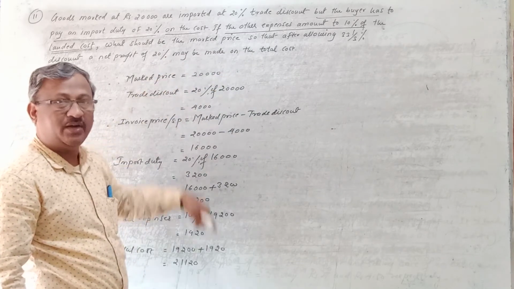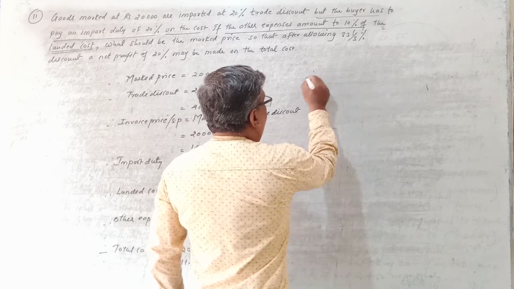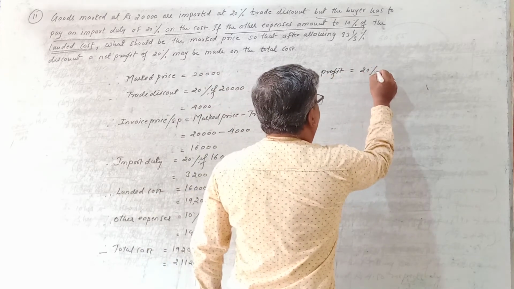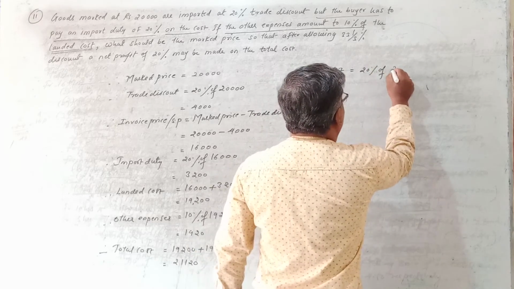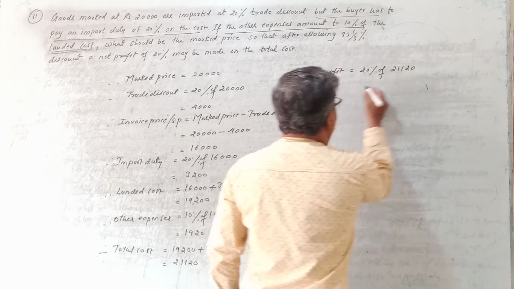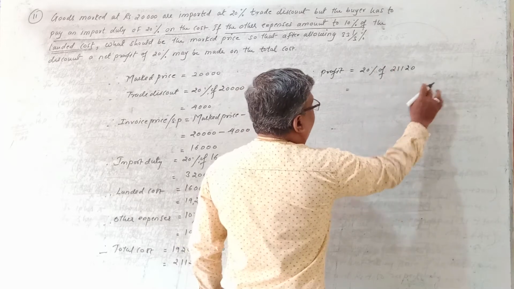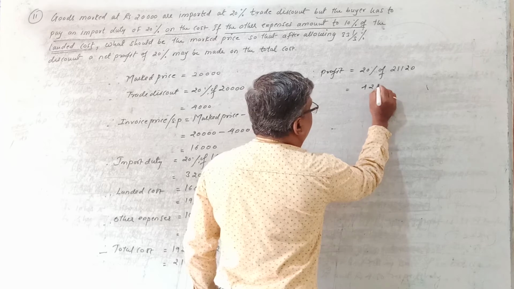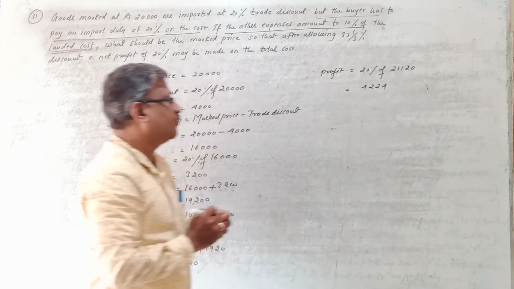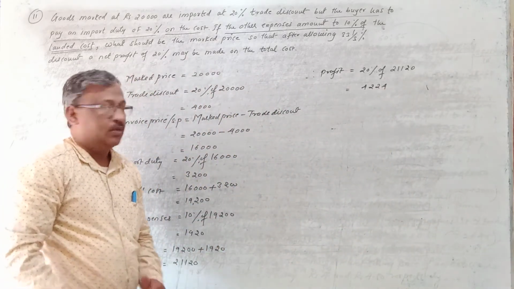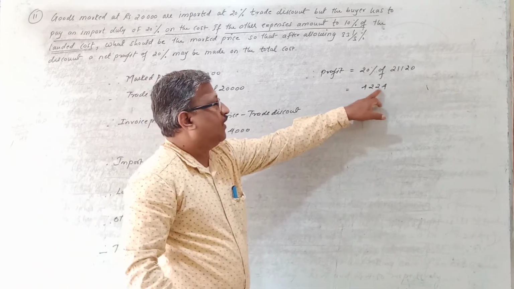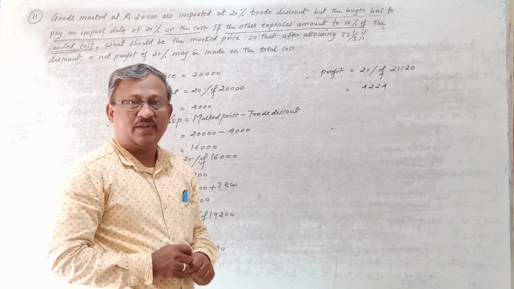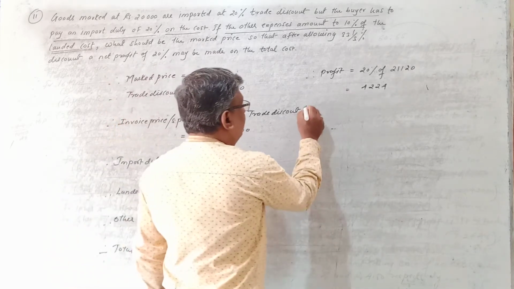So let's calculate his profit. So profit is equal to 20%, right? 20% of the total cost, 21,120 rupees. So 20% of 21,120 comes to 4,224 rupees. So much profit you want for the importer. So if he wants 4,224 rupees profit, at what price does he have to sell his goods? So that selling price I can calculate now.